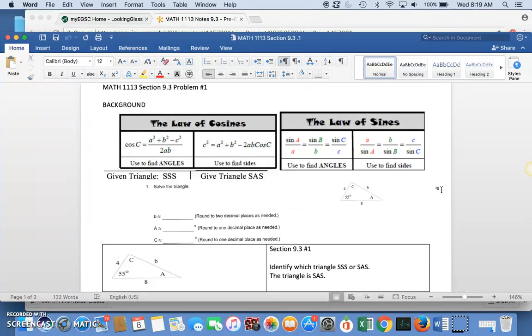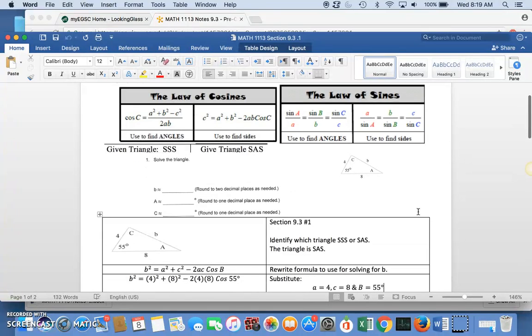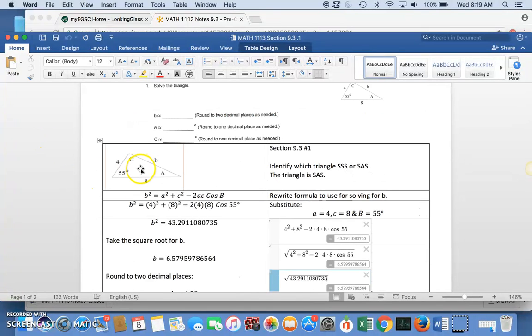Okay, problem number one, of course, this is a repeat of just the information background there. You're given this triangle. Angle B they give you is 55, C is unknown. Side A is 4, side C is 8, and B is unknown. And you're finding the three unknowns here. This is our triangle. We are going to look for side B first.